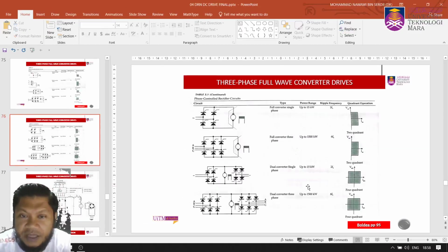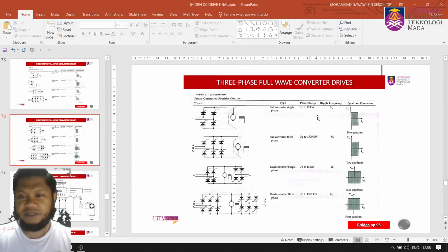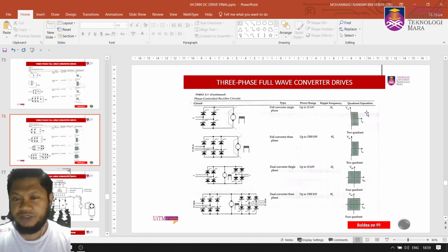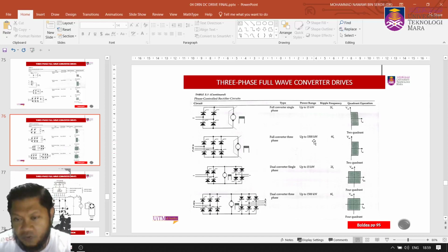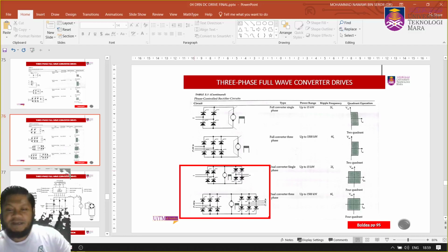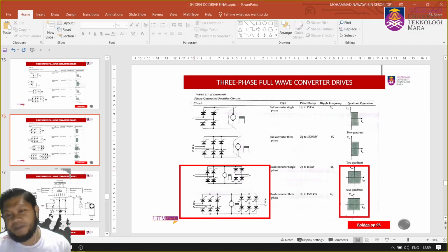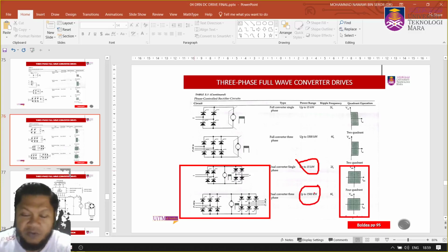Right? And next we have the full converter single phase. Full converter can go up to 50 kilowatt, and it's two quadrant operation. Three phase full converter operation goes to 1.5 megawatt, and you can only operate two quadrant again. But if you combine as the dual converter, both single phase and three phase dual converter, you can operate with four quadrant operations, and it can go up to 15 kilowatt, and that can be 1.5 megawatt operation.